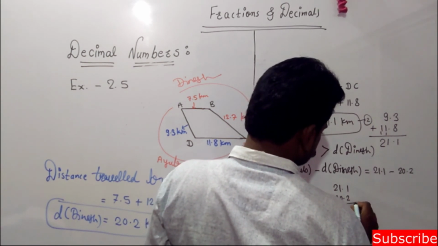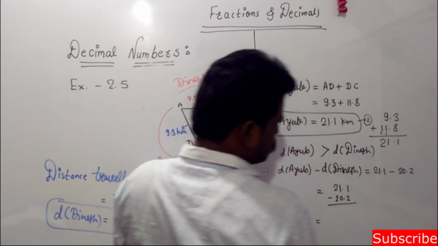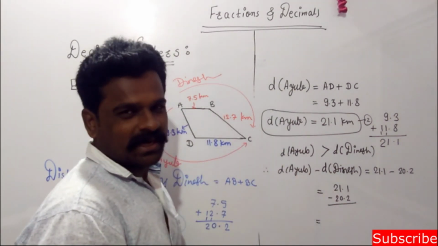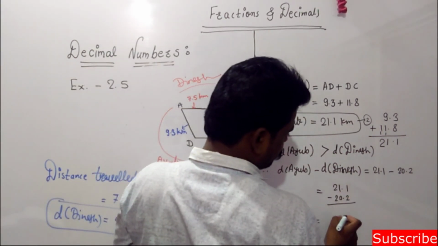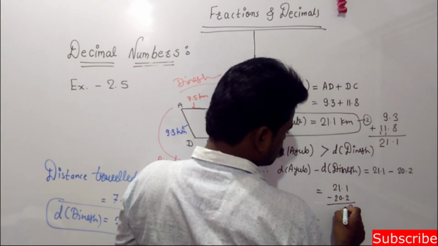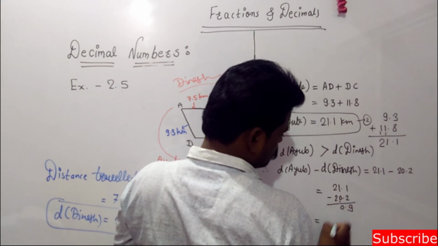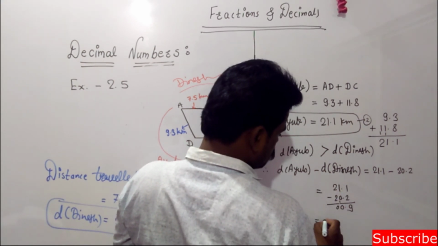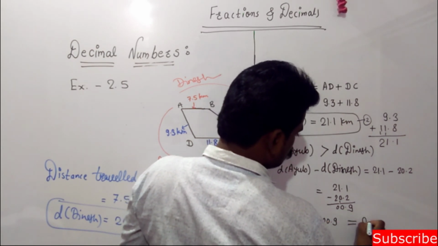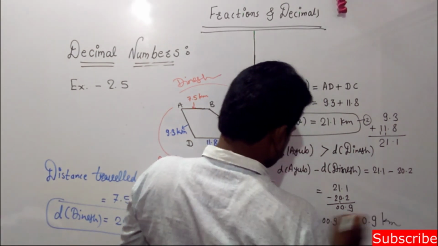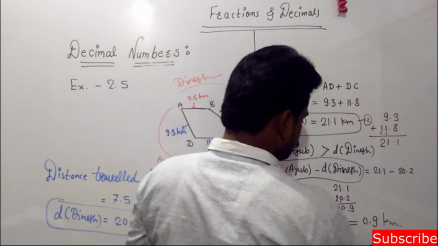So we can write 21.1 minus 20.2. Now we need to subtract 2 from 1, but we can't. So we will take 1 carry from here, so it will become 11. 11 minus 2 is 9. Then we will give the carry as it is. 1 minus 1, it is 0. 2 minus 2, it is 0. So 0.9, that is nothing but 0.9 kilometer. So the difference between their distances is 0.9 kilometer.